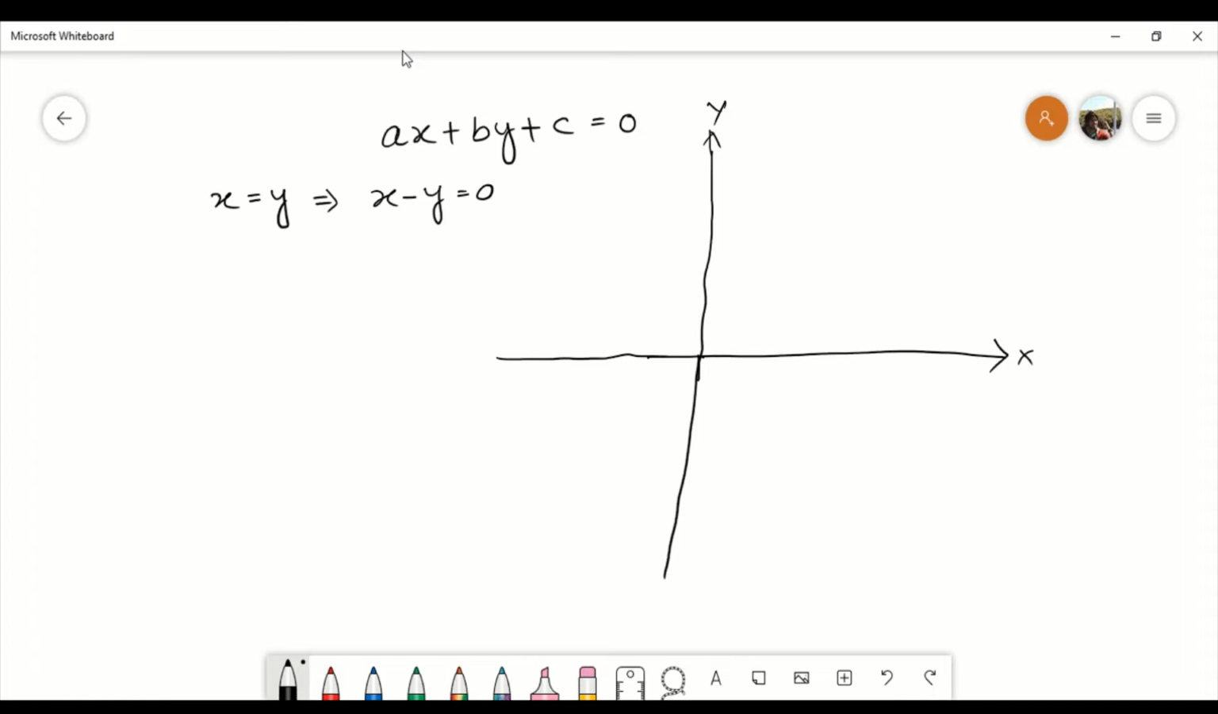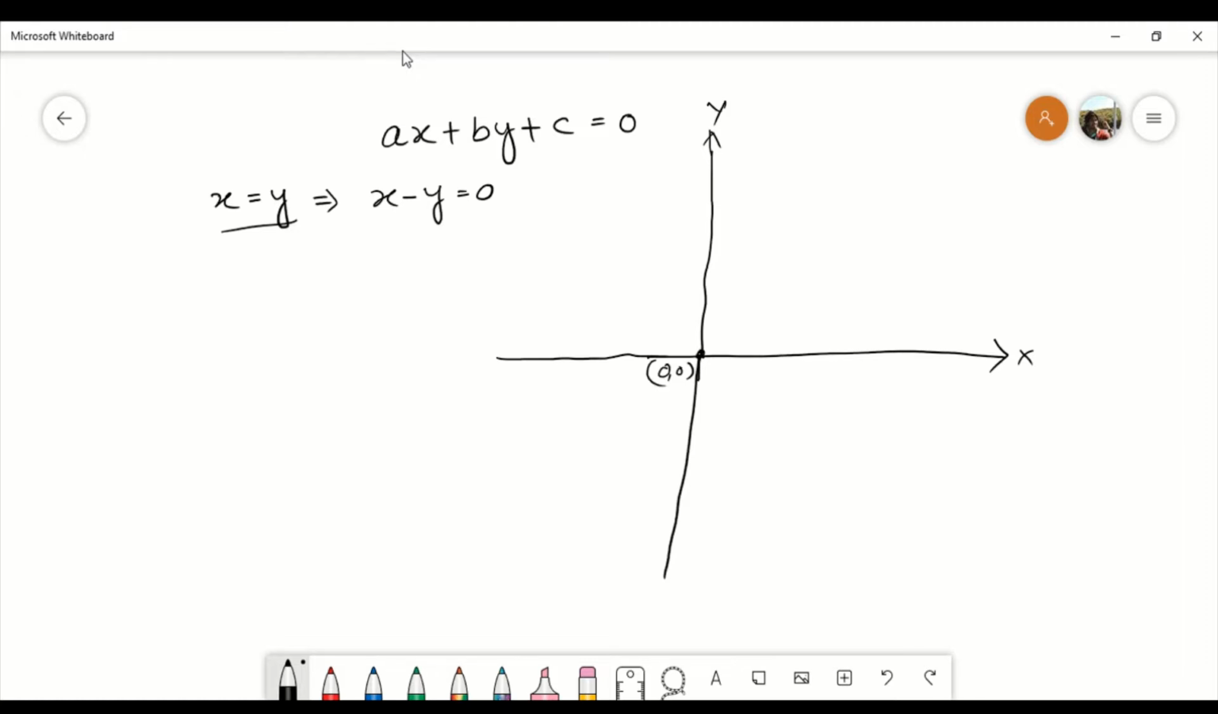So I have to represent this in the graph. So when does this hold true? If I have x equal to 0, my y equal to 0. So if x is 0, then y is 0. So the first point that I get is this 0, 0, right?